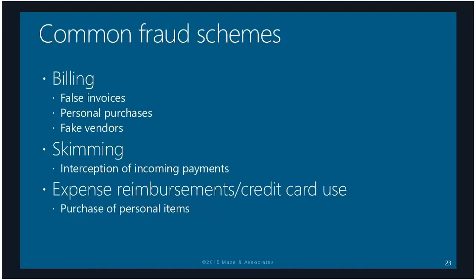With expense reimbursements and credit card use, people use the credit card or get reimbursed for purchase of personal items, or even organizations that have gas cards, and the gas cards are supposed to be used for the maintenance vehicles, but then people may use it for their own vehicles. That also is fraud. Other non-cash items could be inventory or assets missing, whether they're borrowed or taken, or borrowed and never returned. Again, those are all common fraud schemes.